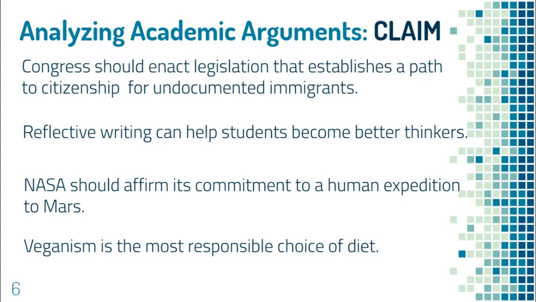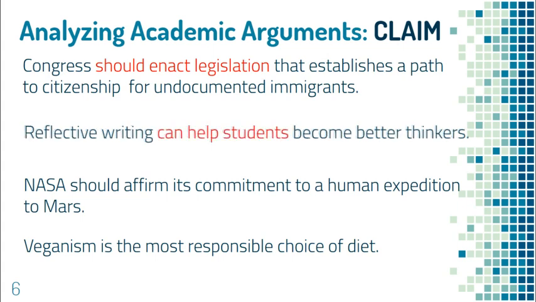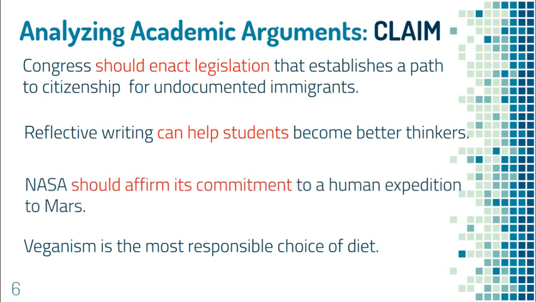In the first example, the writer writes, "should enact legislation," to signal the position being argued. In the next example, the writer uses "can help" to show the position about reflective writing. Next, the writer uses "should" again, to signal to readers the claim regarding NASA. And in the final example, the writer has chosen to use "most responsible," to let readers know what his or her claim is regarding veganism. These are some examples of how writers may write a claim, but there are many other ways to introduce a claim.